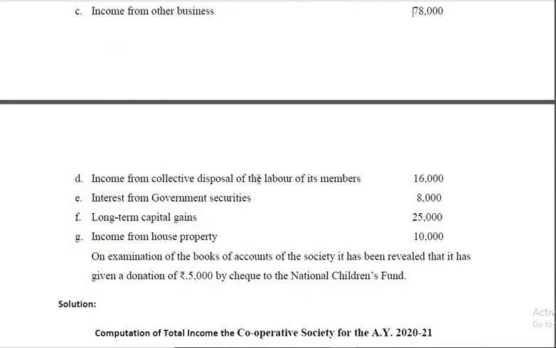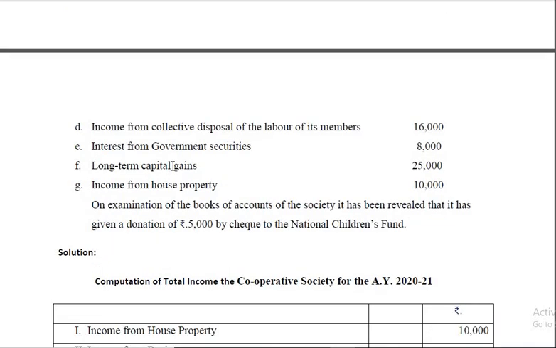Income from collective disposal of labor of its members also comes under income from business. Interest from government securities falls under income from other sources. Long-term capital gains falls under the capital gain head only. Income from house property will come under the income from house property heading.